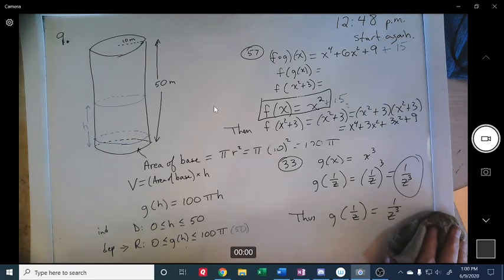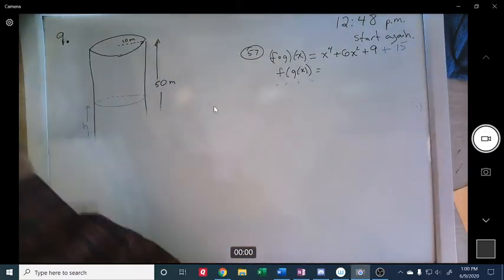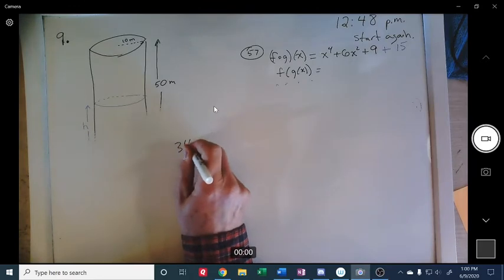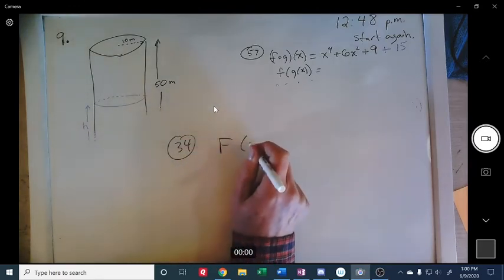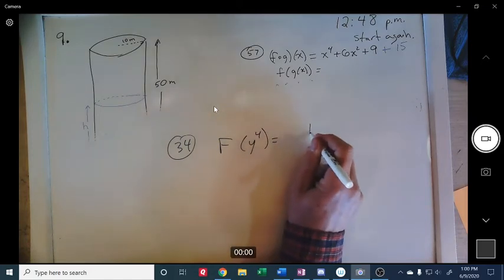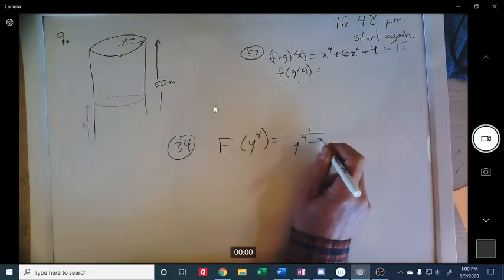Is that the same thing as number 34 when you have 1 over x minus 3 and it says f of y to the fourth? Yes. You're going to substitute that y to the fourth in for the x, and that's all that's going to happen. And the x is 1 over x minus 3. That's right. So on number 34, f of y to the fourth is just going to turn out to be 1 over y to the fourth minus 3.